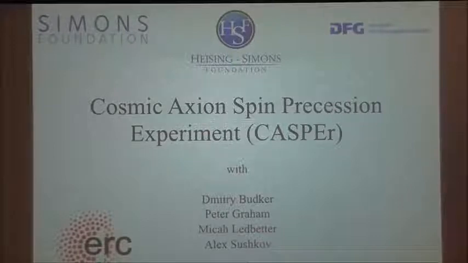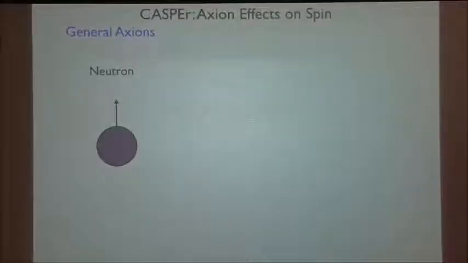So let's quickly go over the possible experiments. I'll first start off by discussing what's called CASPER, or the Cosmic Axion Spin Precession Experiment. It's a pretty reasonably well-funded operation now. We got some private funding that started us off, and then now the Germans have really pitched in in a pretty serious way, and the experiment is being built at Mainz by Dima Budker, my former colleague who moved there. So here's how CASPER works.